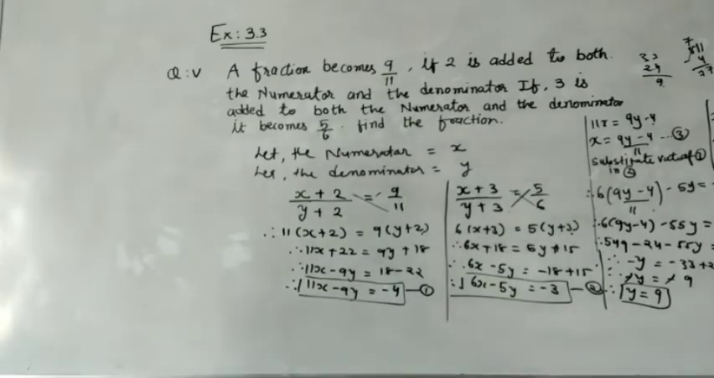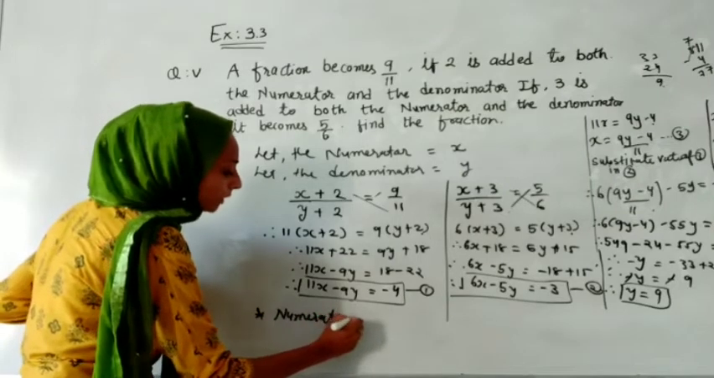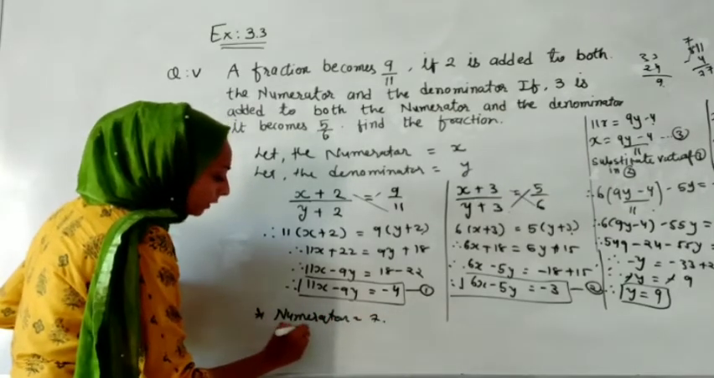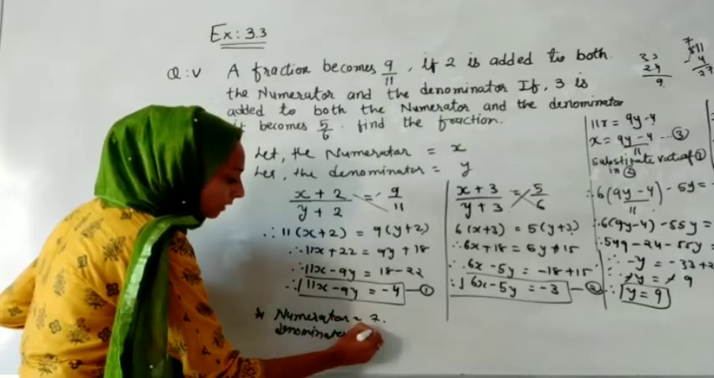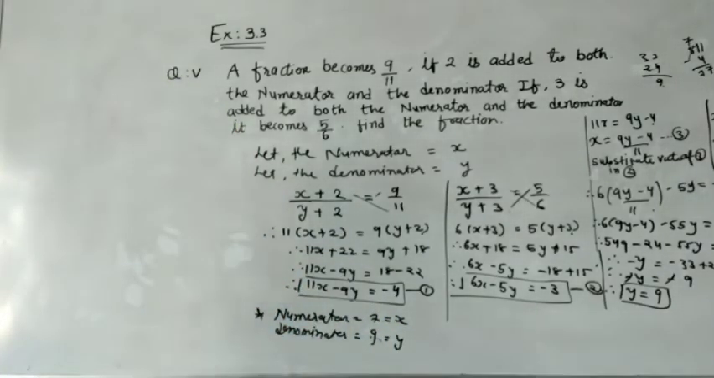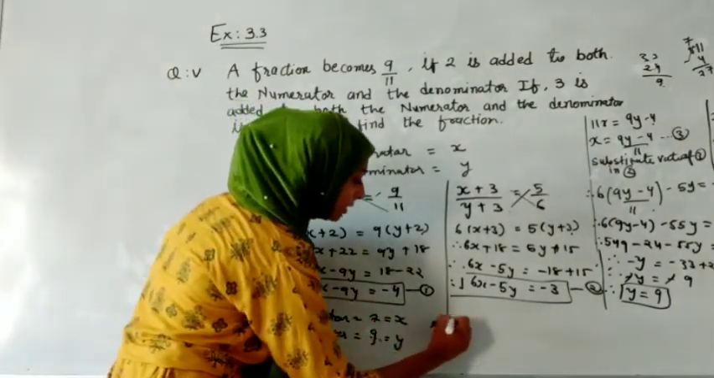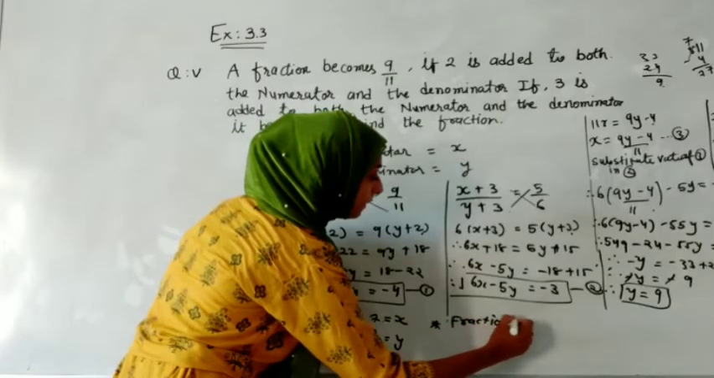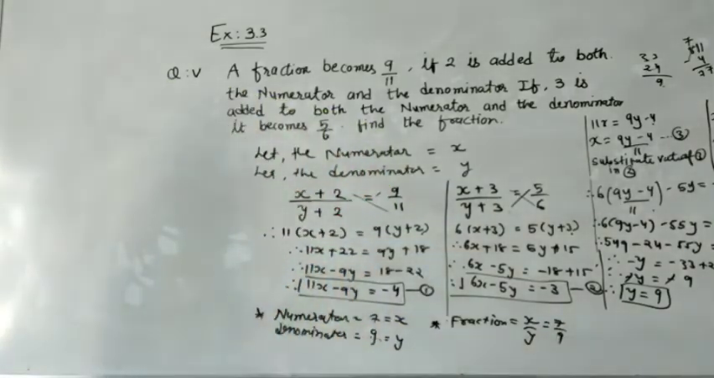So our numerator will become, so here at the end I will write, numerator is 7 and denominator is 9 because our numerator was x and denominator was y. So now this kind of answer we are getting because they told us find the fraction. So after getting this, the final fraction, let me write over here that fraction will become x by y and that will be equals to 7 by 9. So this is the end of this question.